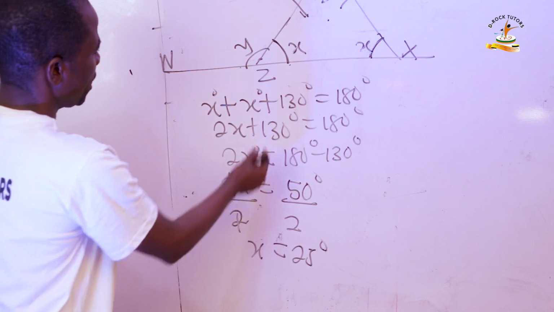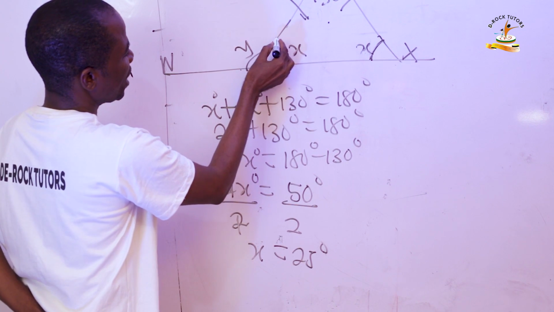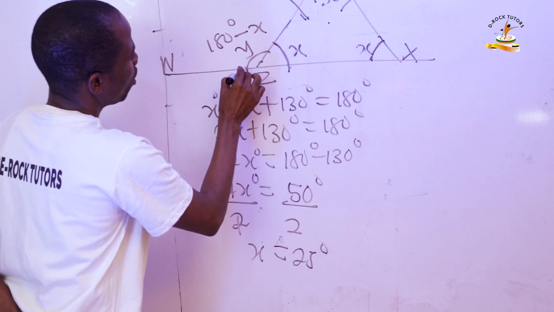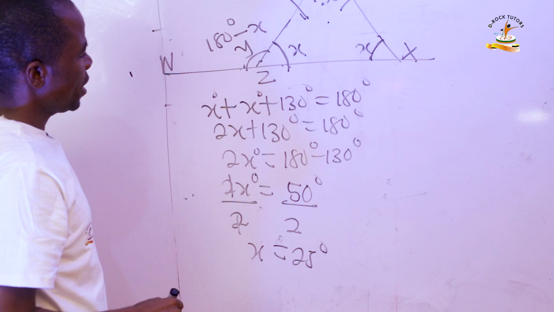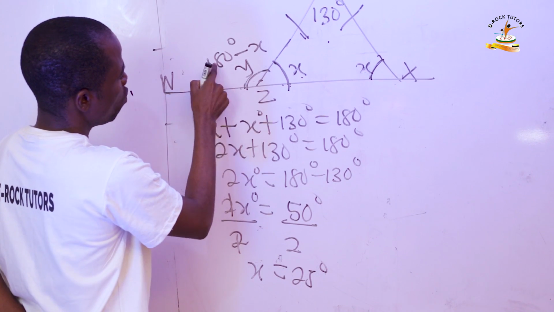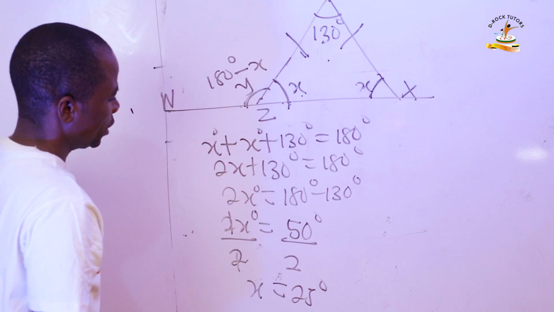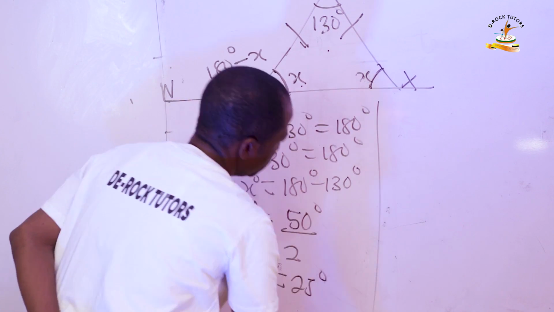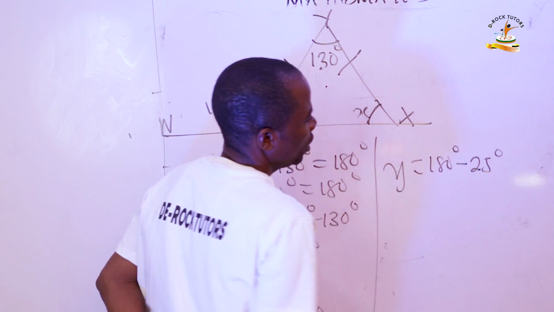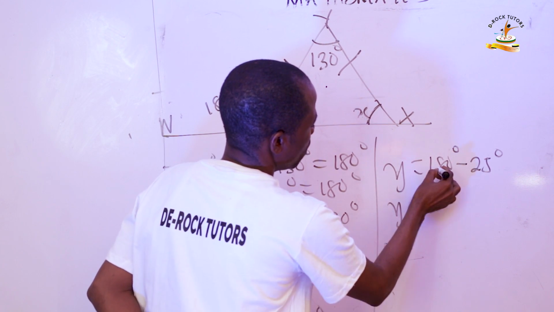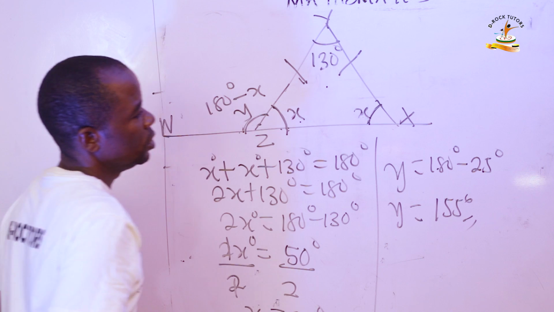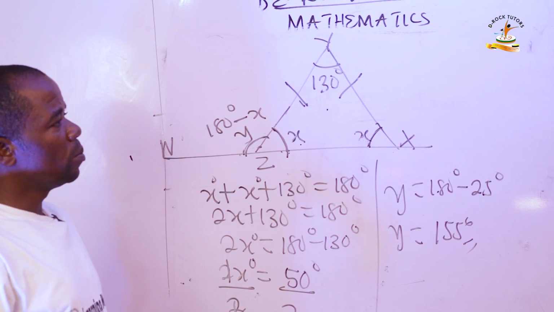And if x is 25 degrees, it means the angle y here is 180 degrees minus x, because angle on a straight line is 180 degrees. And we know that from here to here is 25. So this angle will now be 180 minus 25. So y will now be 180 degrees minus 25 degrees, which will give us 155 degrees. That is option D. Let's go to number 20.